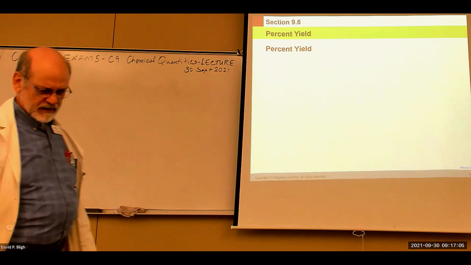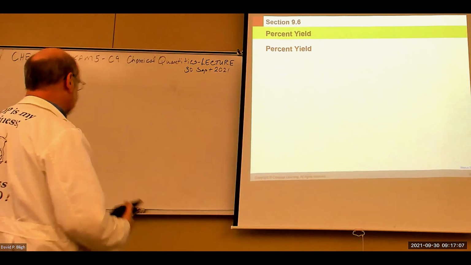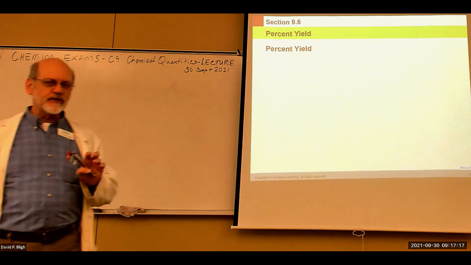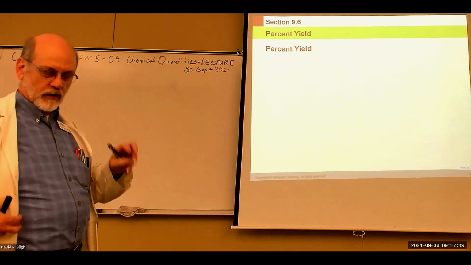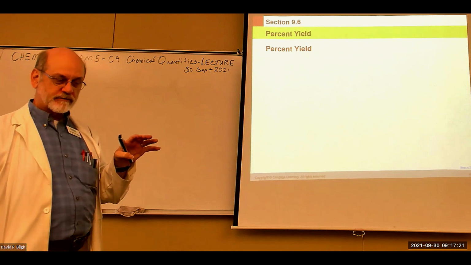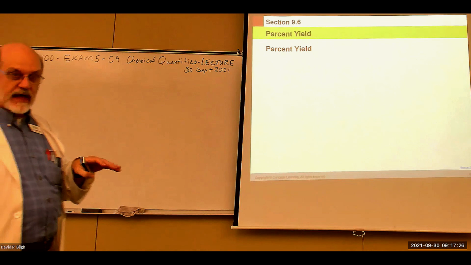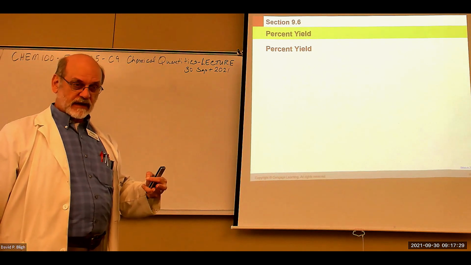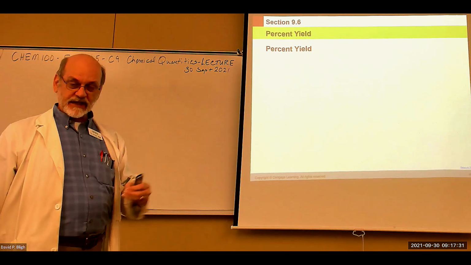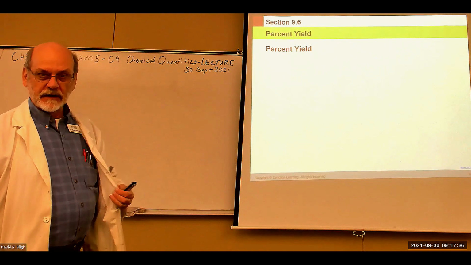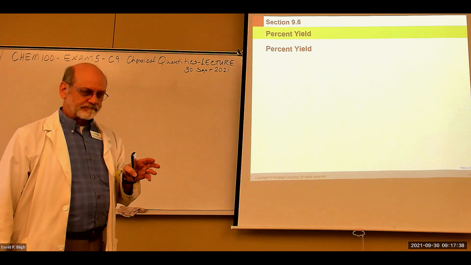All right, one more concept, percent yield. Now we're moving into the real world. We went from balanced equation to stoichiometry and a stoichiometric mixture. Then we moved to limiting reactants. That's closer to reality. But one more step is required.